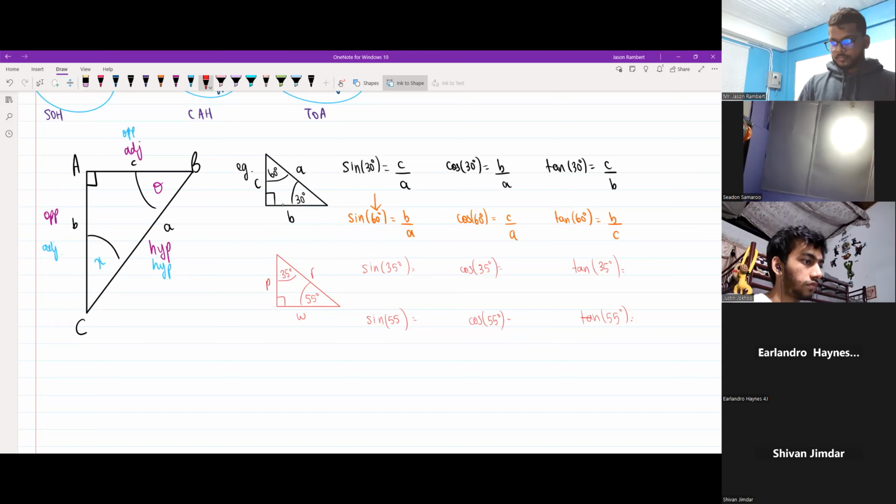Come on. Anybody? So W over R. Sine of 35 will forever be opposite over hypotenuse. My opposite is opposite the angle, which is W, and my hypotenuse is R. What would be sine 55? P over R. P over R. Because when I use the 55, P is opposite. Yeah?